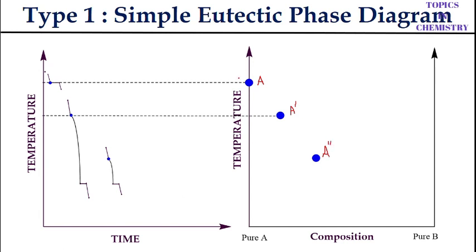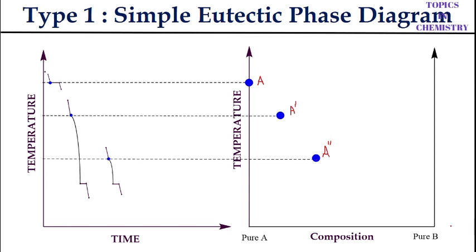So here you can see gradually the freezing point temperature of A decreases, and you can also see the composition of B increases. This is 100% pure A, and you have mixed some amount of B in A, so depression of the freezing point of A occurs, and this is the new composition of pure A. At that composition, this is the freezing point.